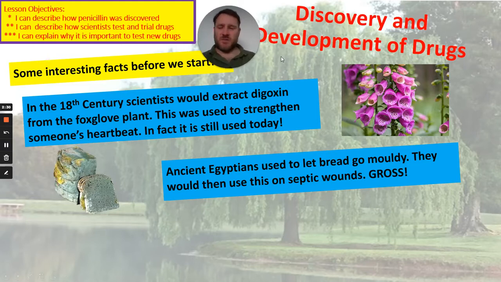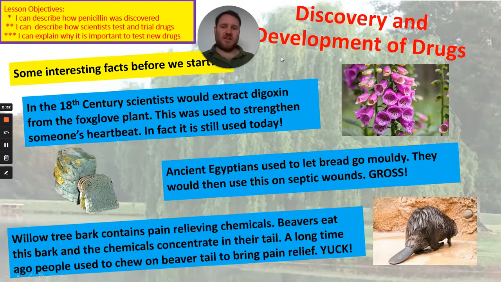And the last one's quite yucky as well. In the willow tree, the bark contains these pain relieving chemicals, and the beaver, the animal down in the bottom right, eats this bark, and all those chemicals actually concentrate in their tail. So a long time ago people would chew and suck on beaver tail, and then they would get those pain relieving chemicals into themselves. Even if I was in pain, I'm not sure I could do that to a beaver. What about you? Could you do that? I'm not sure.